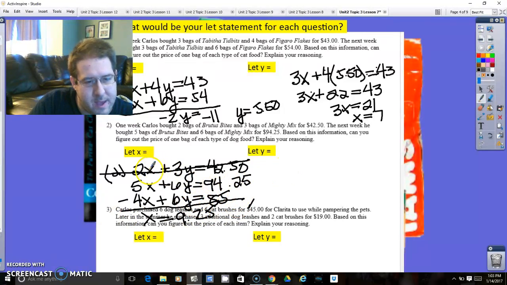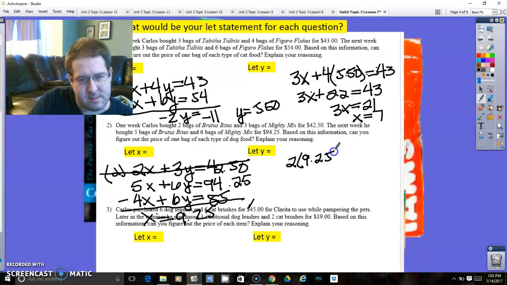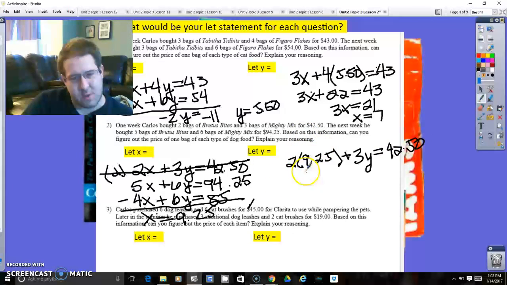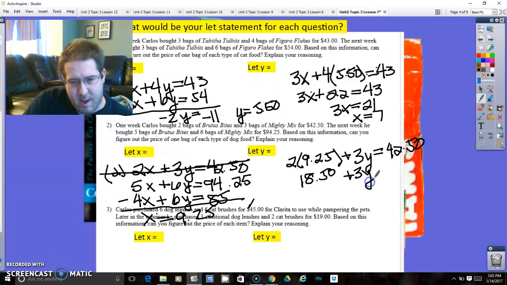So now I've got x. All I got to do is plug that back in for x. So 2 times $9.25 plus 3y equals 42.50. Okay, so 2 times 9.25 is going to be 18.50 plus 3y equals 42.50. Subtract 18.50 from both sides.